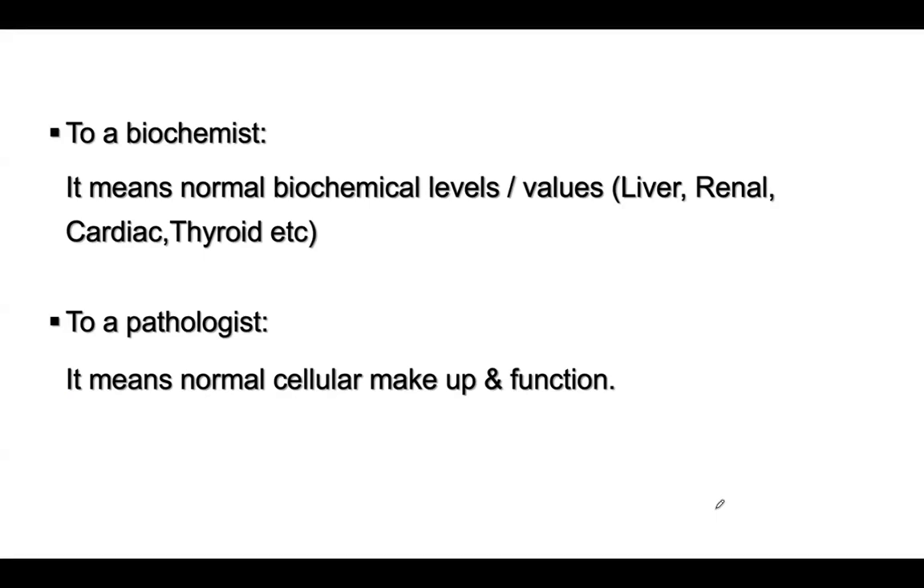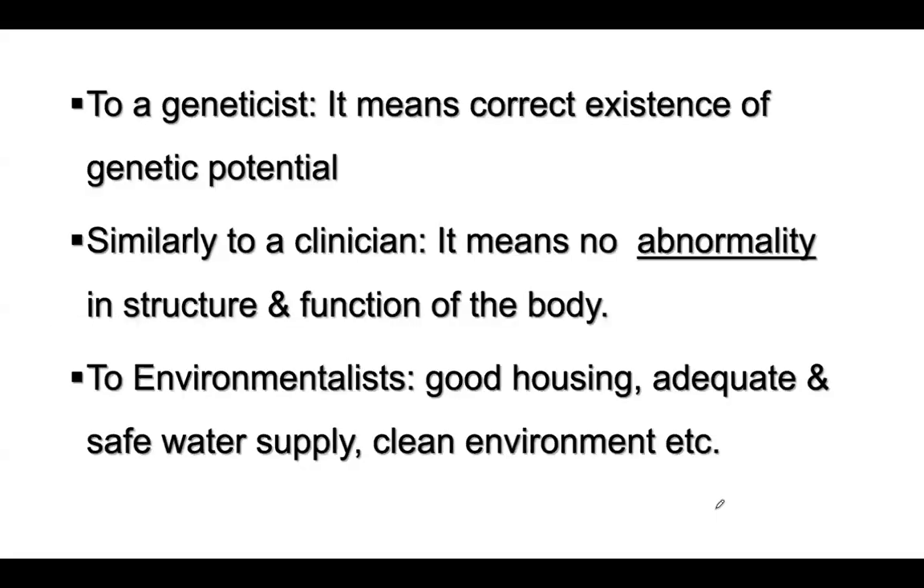From a pathology component, again, normal cellular makeup and function. From a genetic perspective, is there correct existence of genetic potential? Meaning, if this sperm and this ovum interact and form a fertile zygote, does it have the potential to grow into a normal human being? Similarly, from a clinician perspective, clinicians can say there's no abnormality in structure and function of the body. From an environmentalist perspective, it'll be good housing, adequate and safe water supply, clean environment.